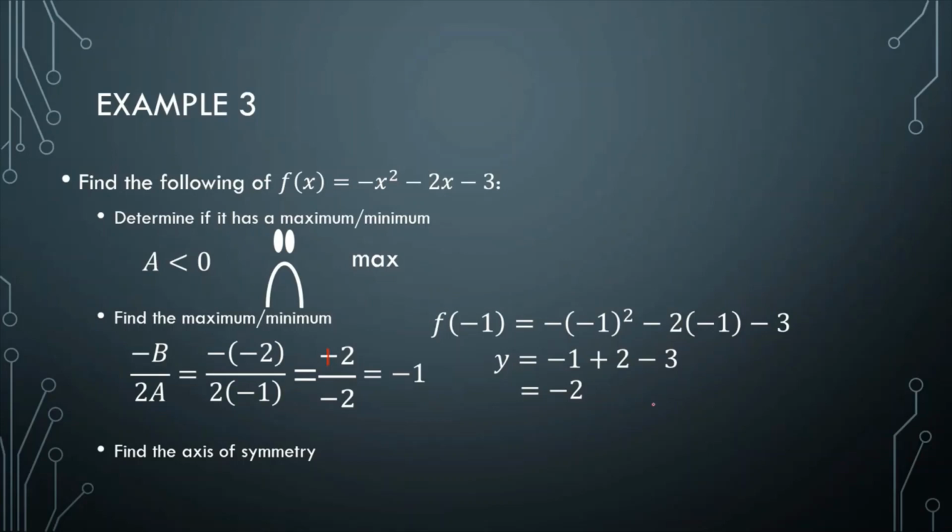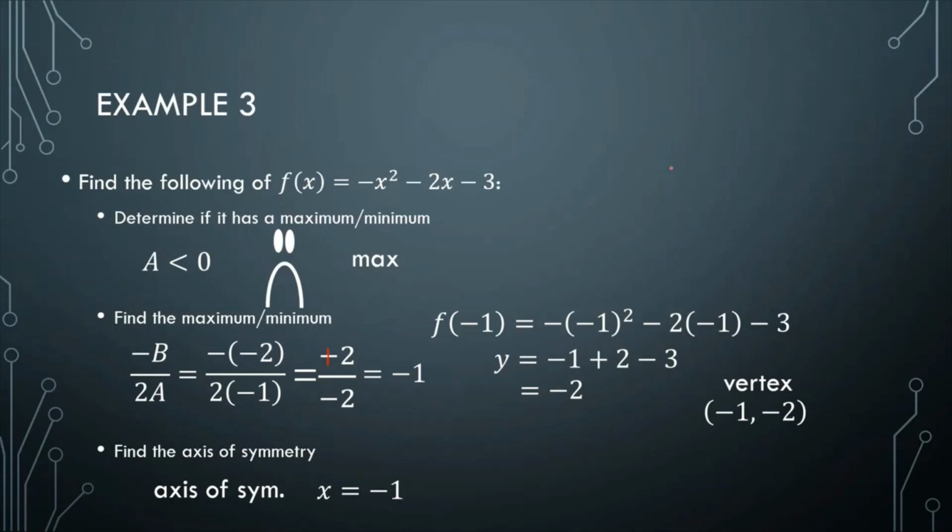And so our vertex, our x is negative 1 and our y is negative 2. That's our vertex. Now the axis of symmetry is the vertical line that goes through the vertex. You would take the x coordinate of the vertex, and it would be x equals whatever that is. And here it's x equals negative 1.